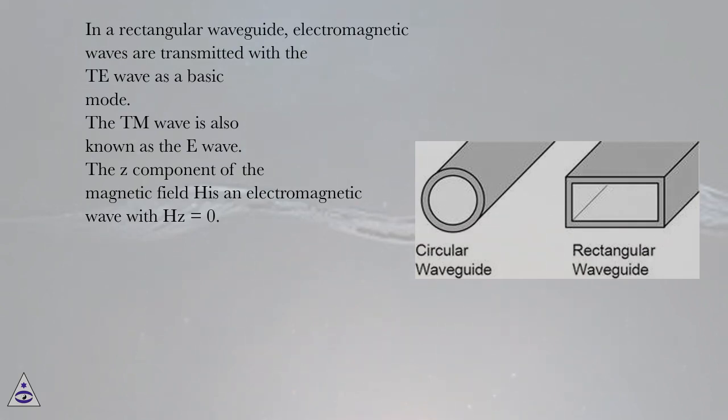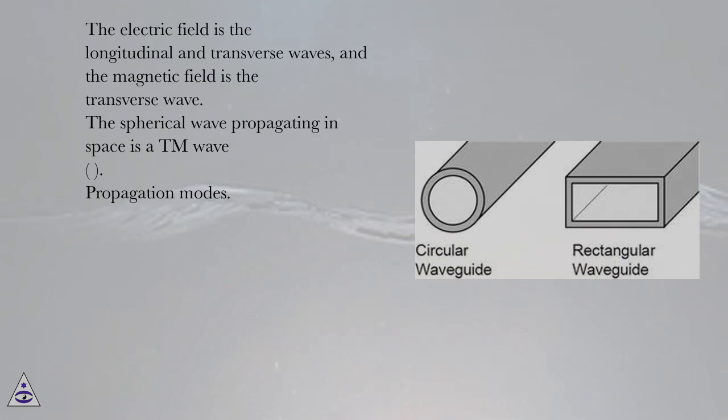The TM wave is also known as the E wave. The Z component of the magnetic field is an electromagnetic wave with Hz equals 0. The electric field is the longitudinal and transverse waves, and the magnetic field is the transverse wave. The spherical wave propagating in space is a TM wave.